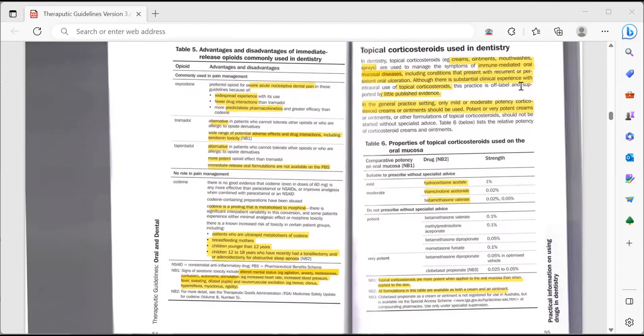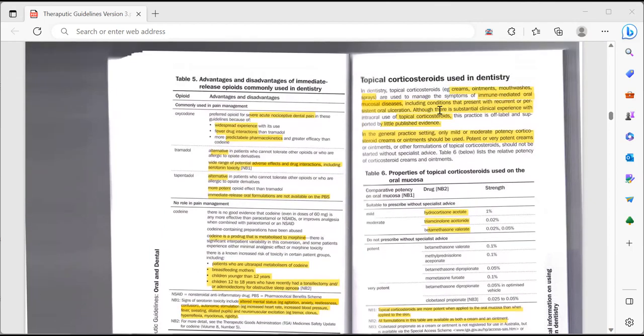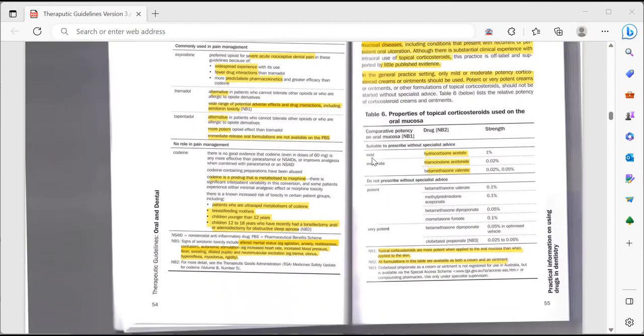Although there is substantial clinical experience with intraoral use of topical corticosteroid, this practice is off-label and supported by little published evidence. In the general practice setting, only mild or moderate potency corticosteroid creams or ointments should be used. Potent or very potent creams or ointments or other formulations of topical corticosteroid should not be started without specialist advice. So with the corticosteroid, we are only using it either topically or intradentally. In topical form as well, we can only prescribe the mild and moderate doses. We cannot prescribe the potent and very potent.